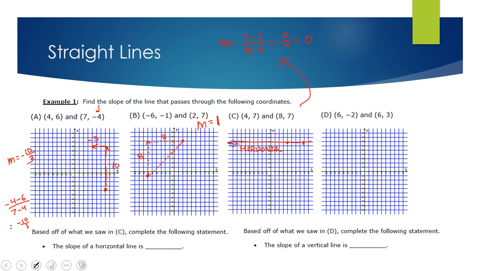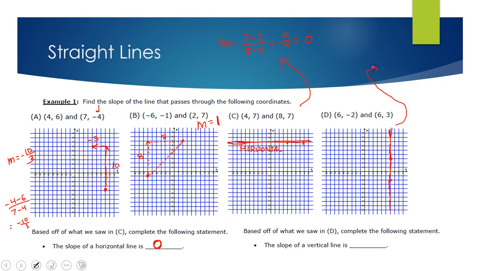So it seems as though if I have a horizontal line, my y-coordinates are going to cancel each other out on top and make it a 0. So I'm going to have a slope of 0. So we say that the slope of a horizontal line is 0. When I look at D, 6, negative 2, so I'm looking at right here, 6, 3, this is a vertical line.